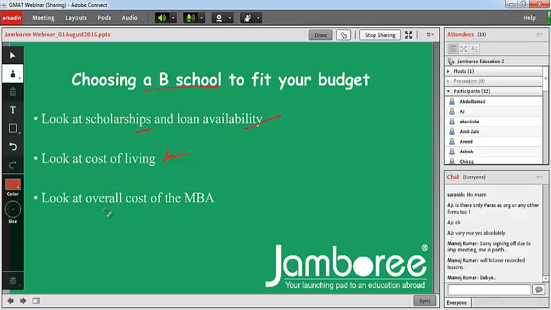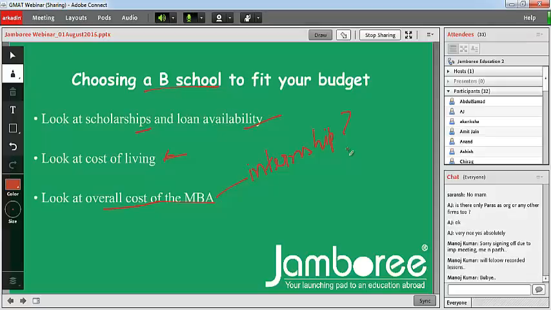Then look at the overall cost of the MBA. By this I mean, is there an internship? If the internship is there, then there is a chance that your cost will get reduced, right? If the internship is not there, then you have no way of cutting down on your cost. So look at overall cost of the MBA. Overall cost is the cost of living plus tuition minus whatever you will earn from the internship. So be very careful while choosing a business school.